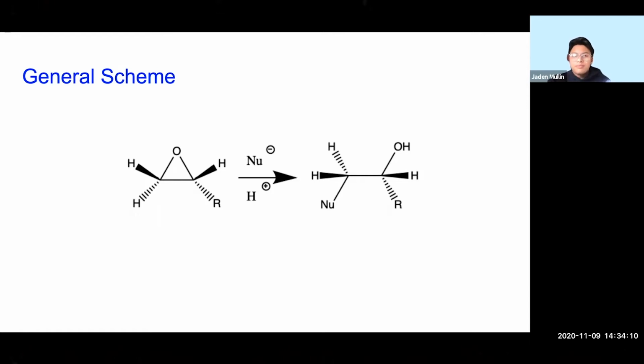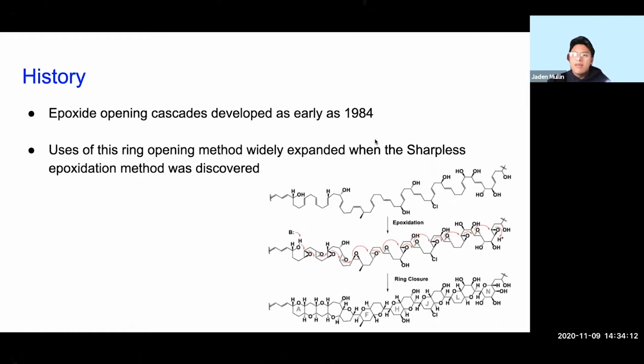So first I'll be diving into a general history of the reaction, just to give context before we go over the general mechanism. The reaction was first discovered in 1984 by the Jameson group in the form of epoxide opening cascades. These cascades are pictured below and involve long chains of epoxides opening to either form other cyclic rings or to take in other functional groups.